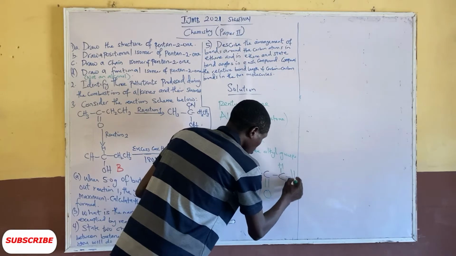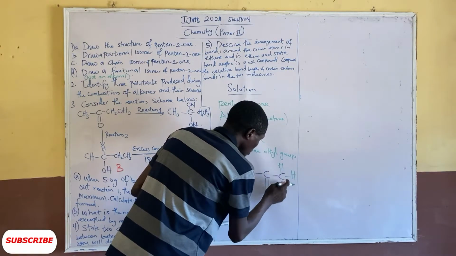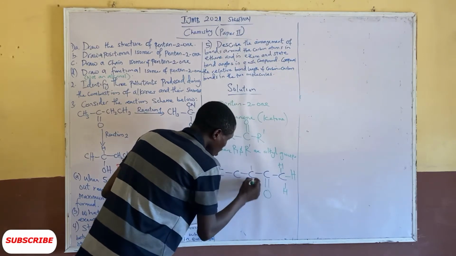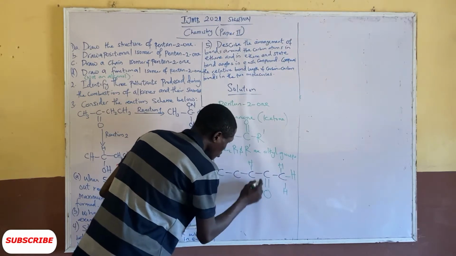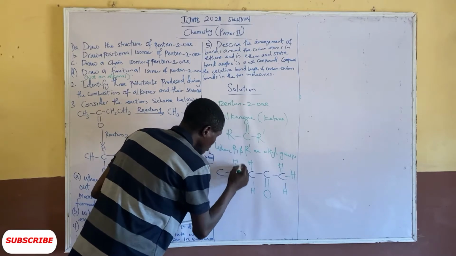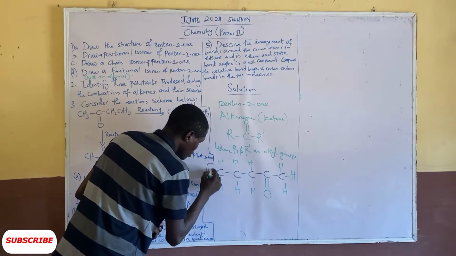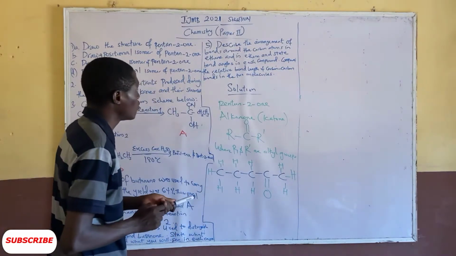Each carbon must have 4 bonds. This one is already having 4 bonds, so you don't need to add anything to it. Add 2 hydrogens to this to make it 4. Also 2 hydrogens here. And the last one is 3 hydrogens. So this is the complete structure of pentan-2-one.